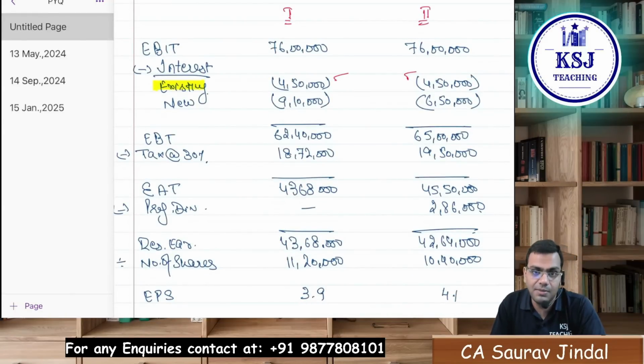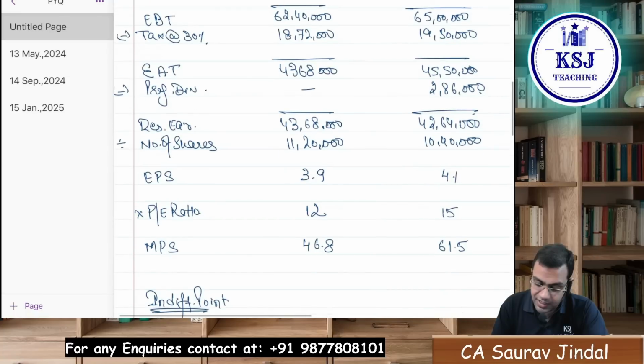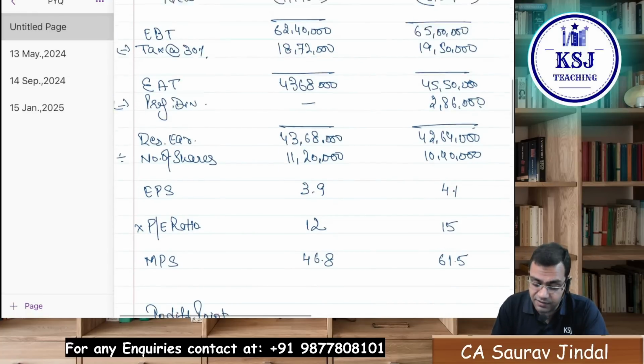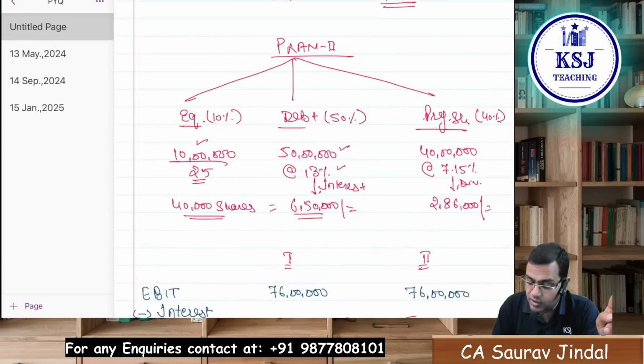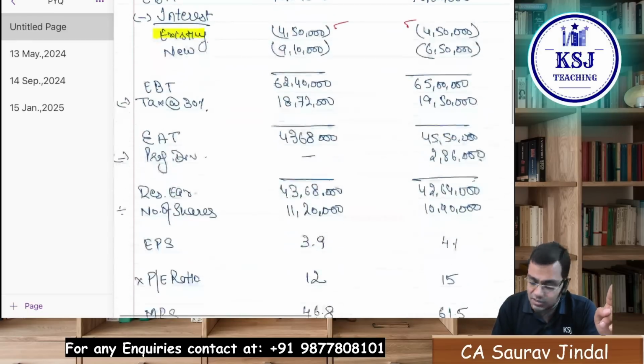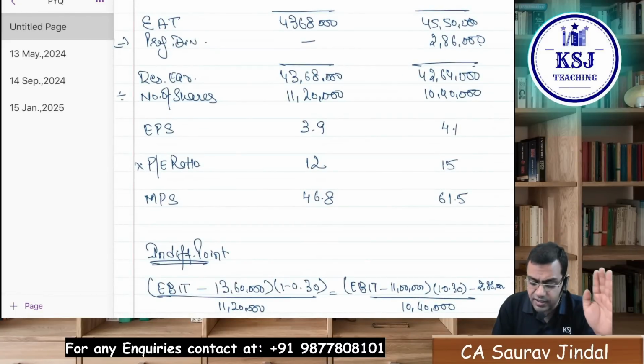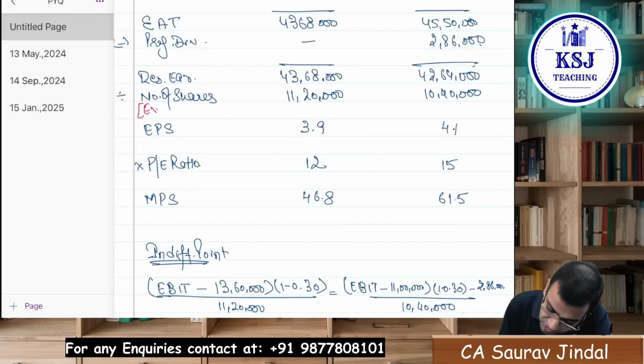So I will get EBT. On that I will pay a tax of 30% as given in the question, so you will get EAT. After EAT, first you will pay preference dividend. Preference dividend is only in Plan 2. The dividend is 2,86,000. So you will get the residual earnings. Residual earnings divided by number of shares. Number of shares means existing plus new.